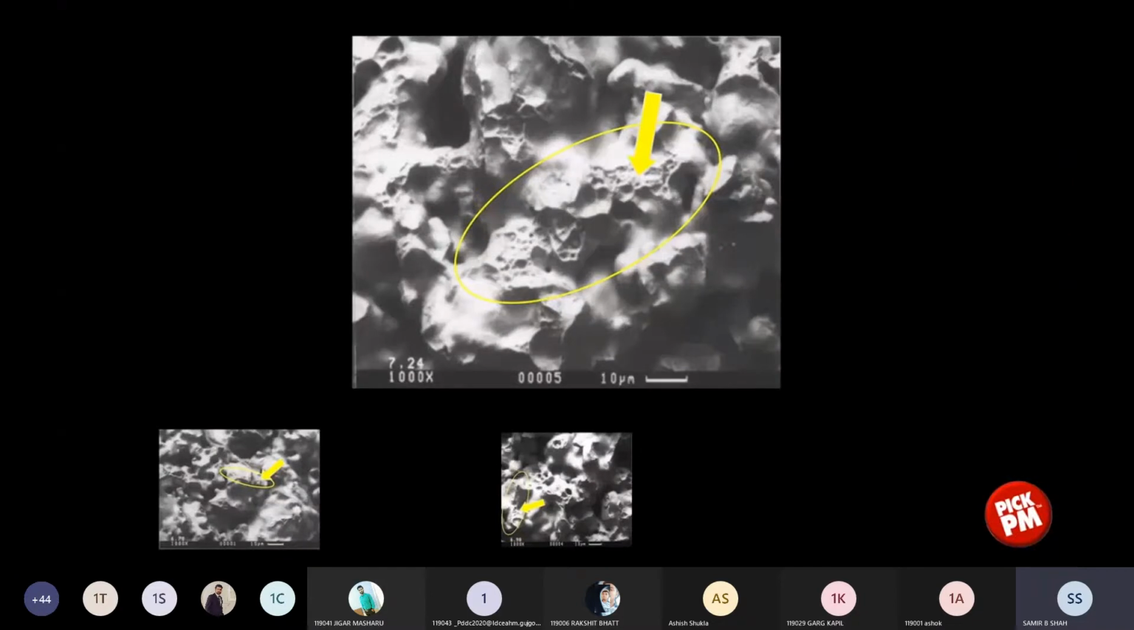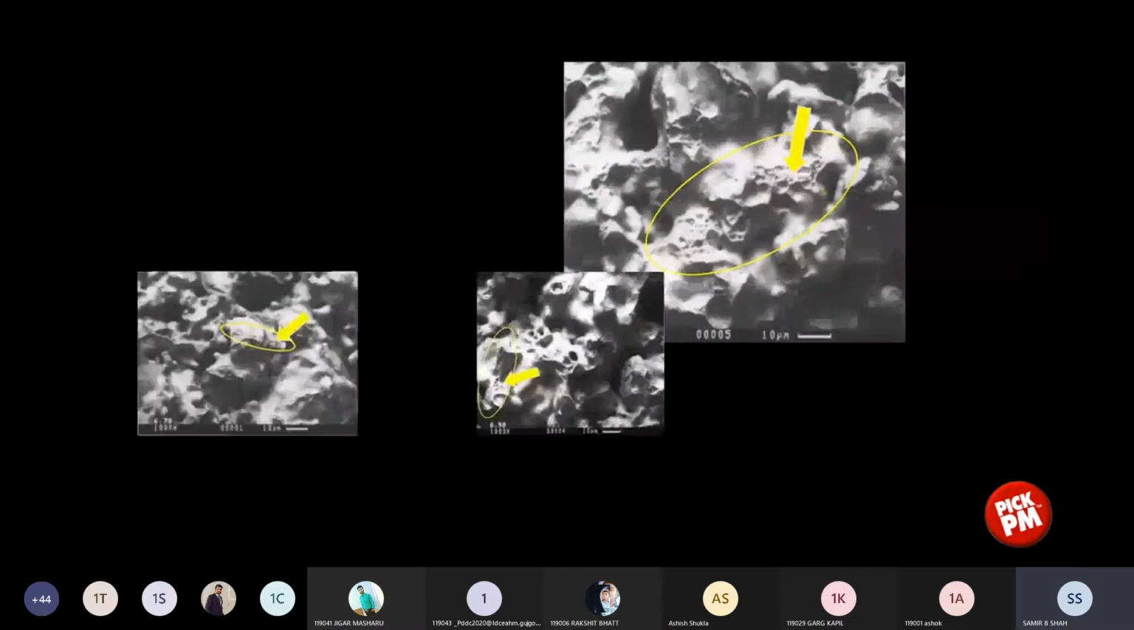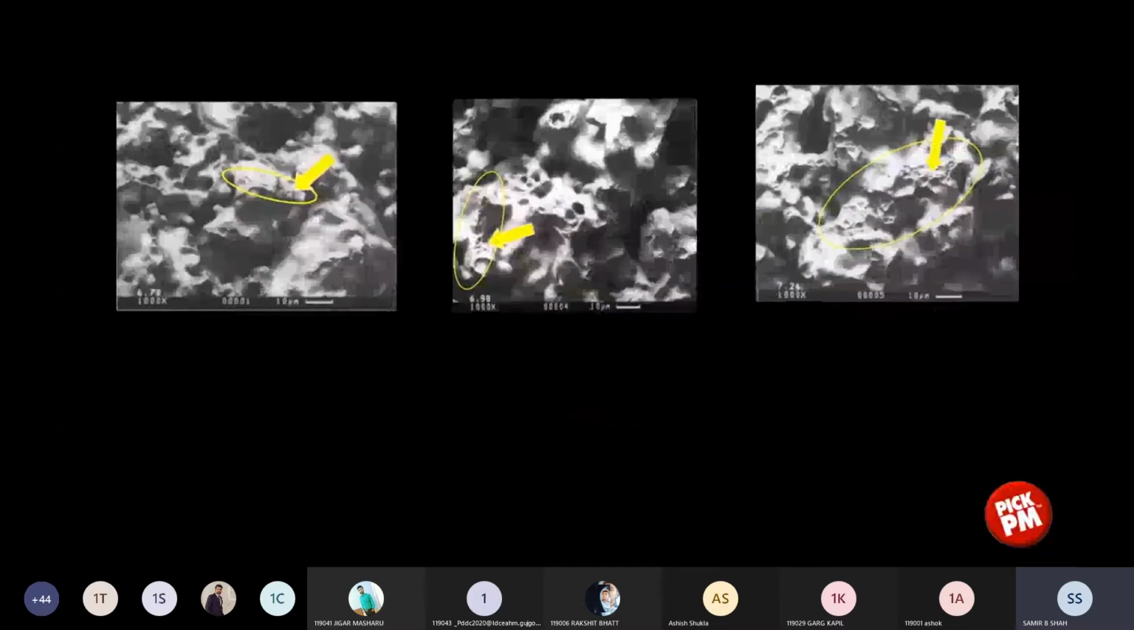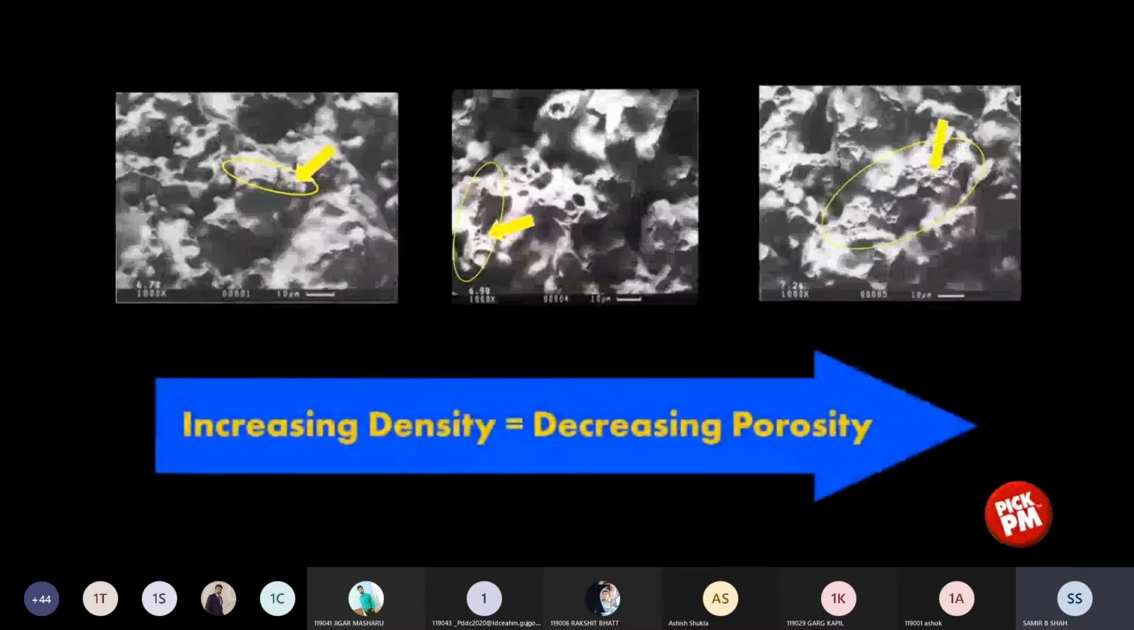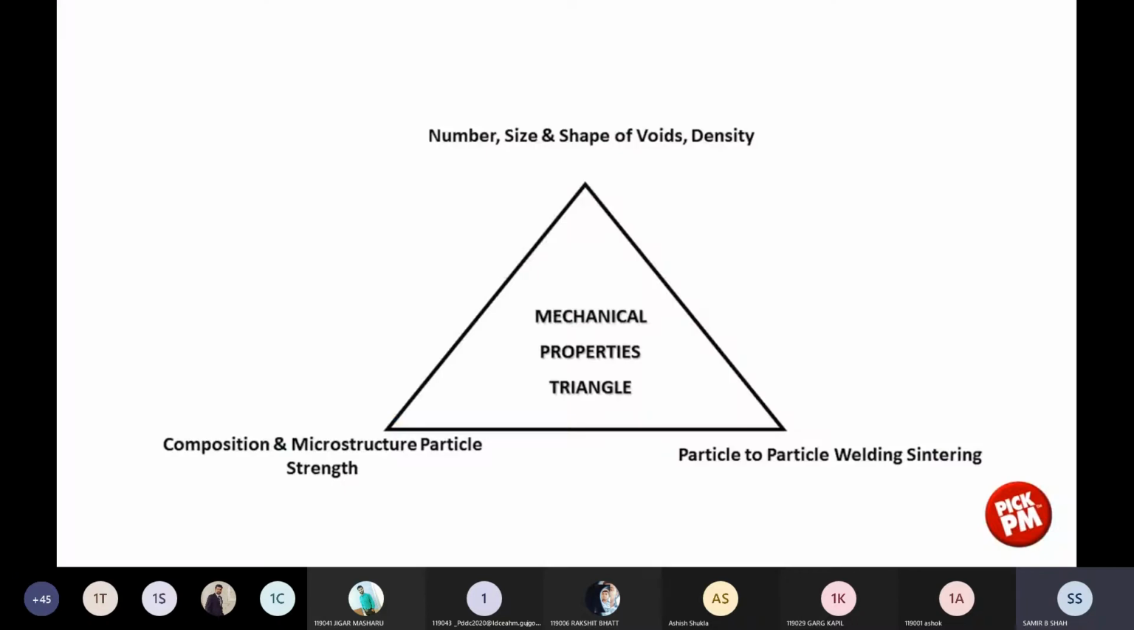And we are looking at the area of contact between powder particles that has been sintered together. The fracture surface that we're looking at represents that area of contact. And you can see as the density increases, we can see the increasing area of contact. And this is the effect of density on the mechanical properties in powder metallurgy. So the second part of the mechanical properties triangle is developed in the sintering process.